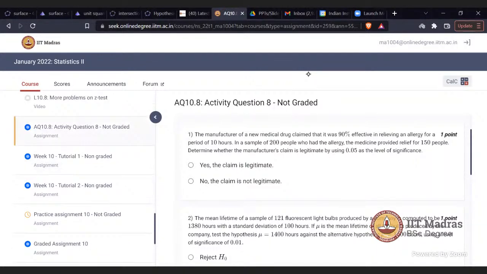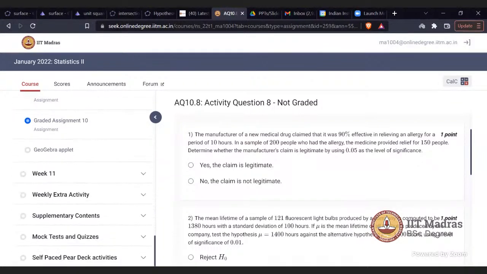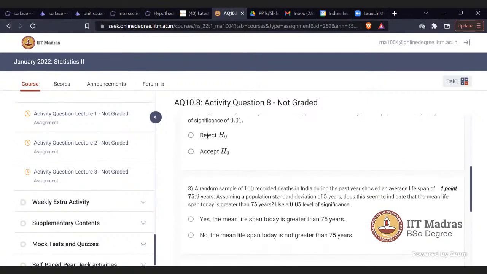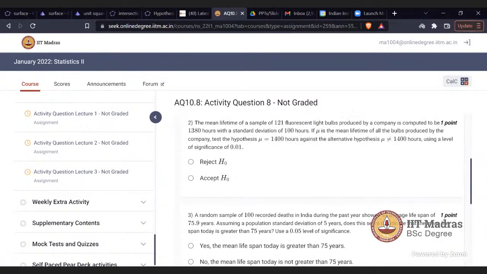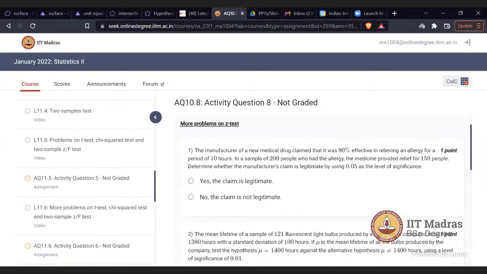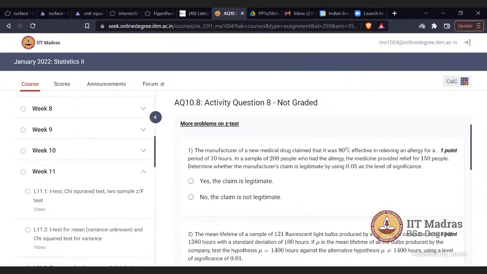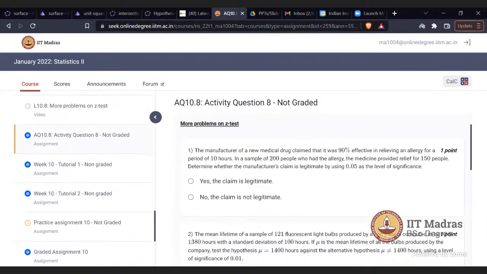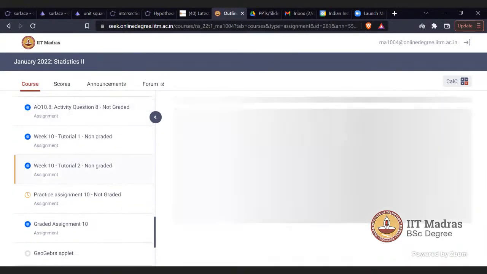Thanks, Amrash, for the explanation. Ma'am, can I go ahead? Same week 10 tutorial 2, same activity, ma'am. Can you go a little bit up, on the left side? So it's the 10.2 alpha beta problem, ma'am. Yes, week 10, tutorial 2, non-graded.